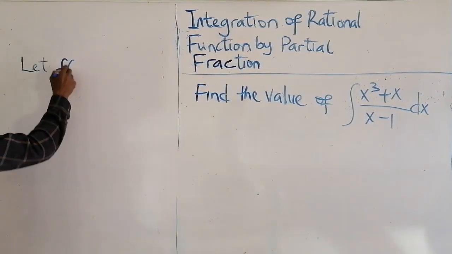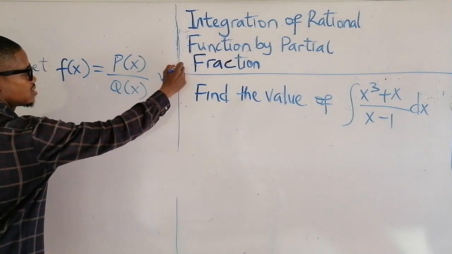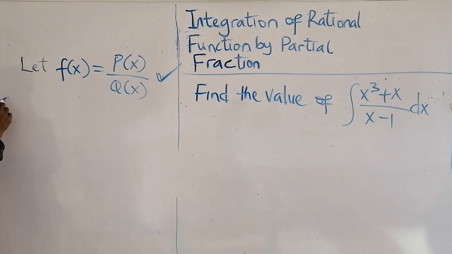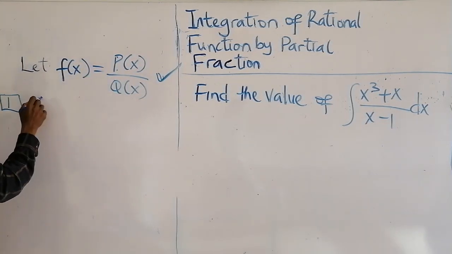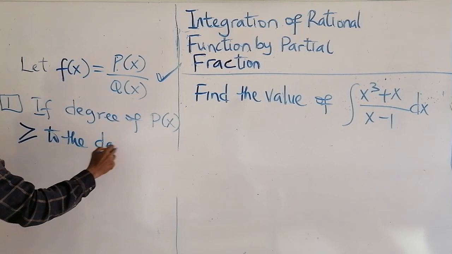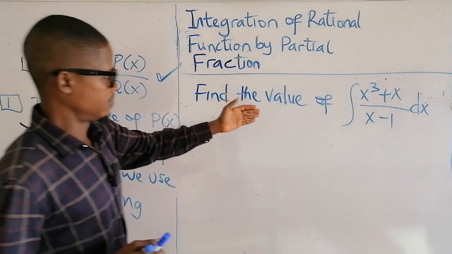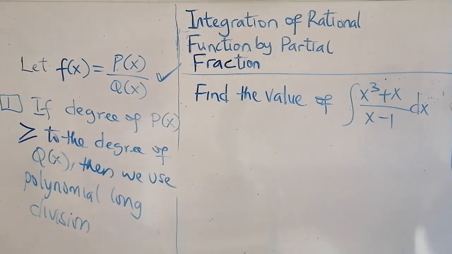Case 1: let f of x be equal to p of x over q of x. That is the rational function. The case we want to look into is where the degree of p of x is greater than or equal to the degree of q of x, the denominator. This calls for polynomial long division. So without wasting time, this is the case study for case 1, where the degree of the numerator, p of x, is greater than the denominator q of x. And this calls for the application of polynomial long division.